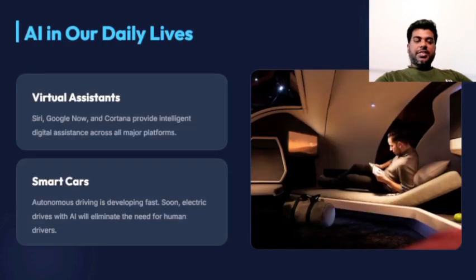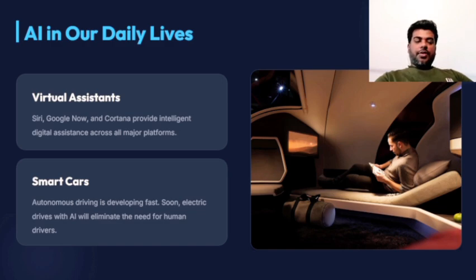Now we'll come to slide 11, that is AI in our daily lives. The visual that you see is the smart car interior and virtual assistant text. So in reality, the future is already here. We see it in our virtual assistants and the rapid development of autonomous smart cars. We are moving towards a world where AI manages our schedules, handles our commutes, and even optimizes our energy usage at home, making our lives more efficient and connected than ever before.